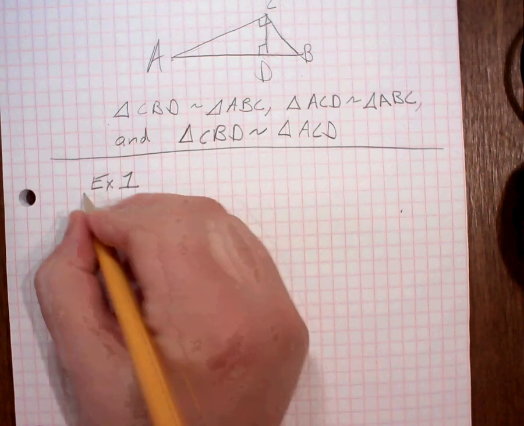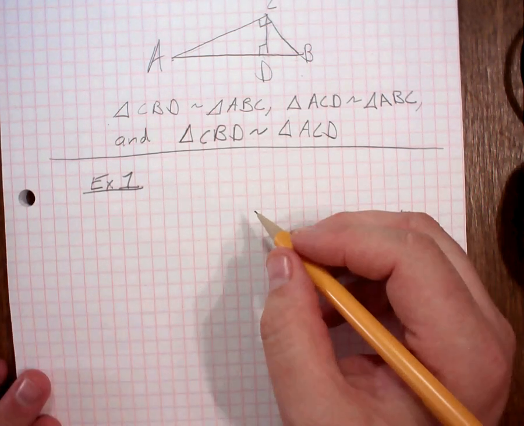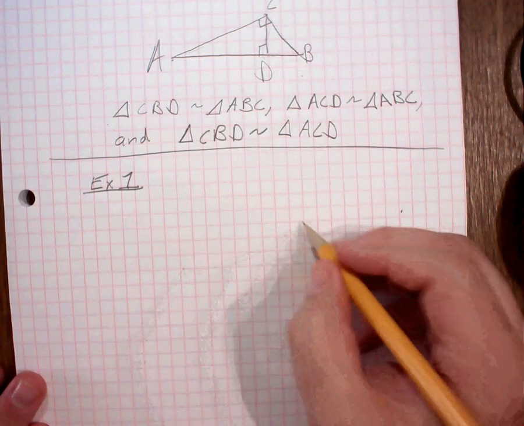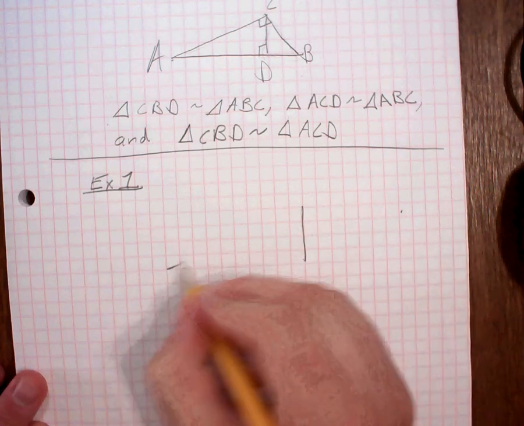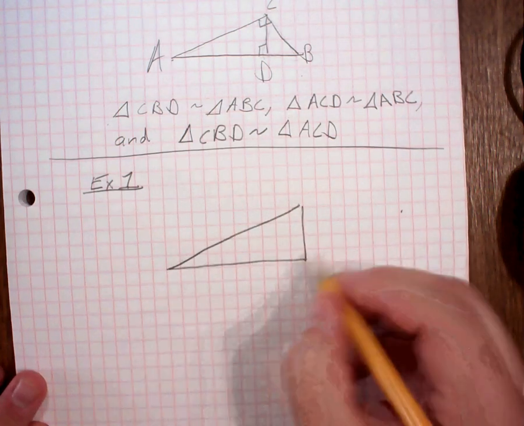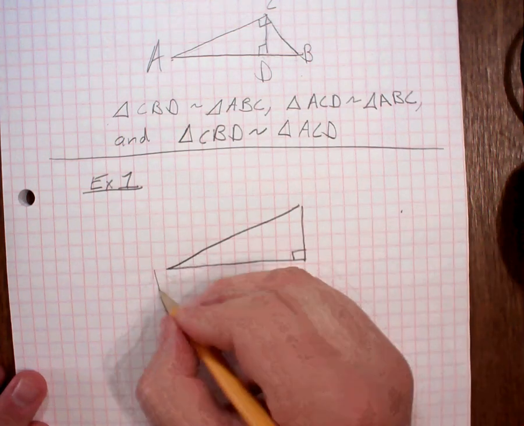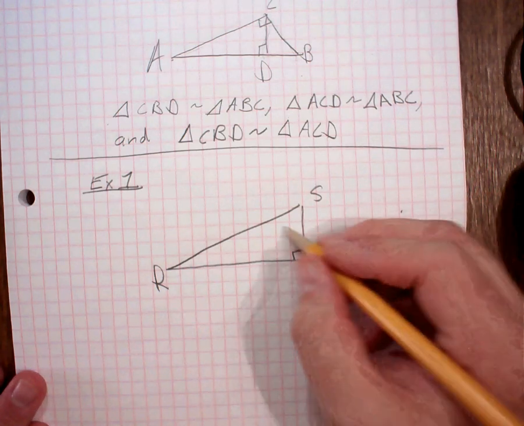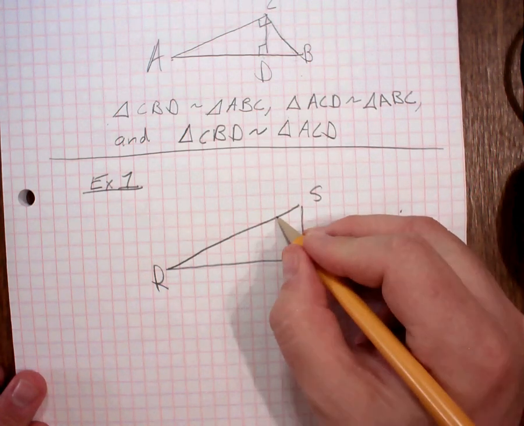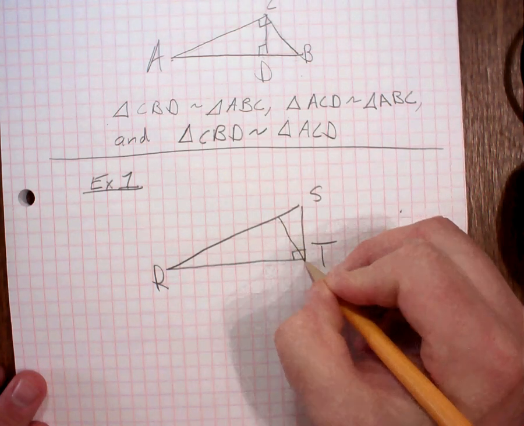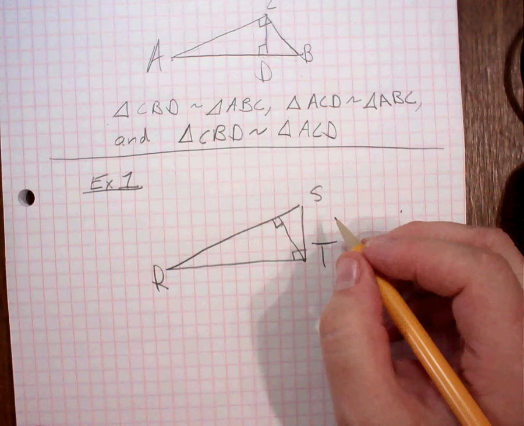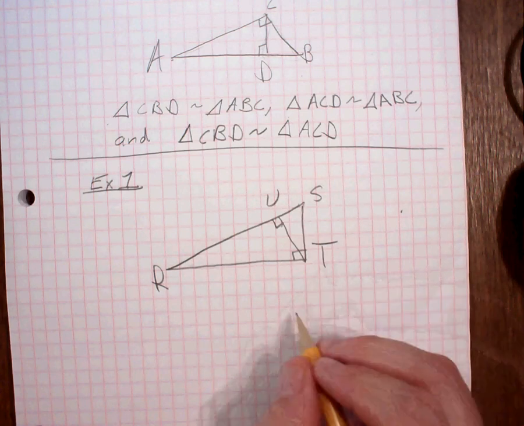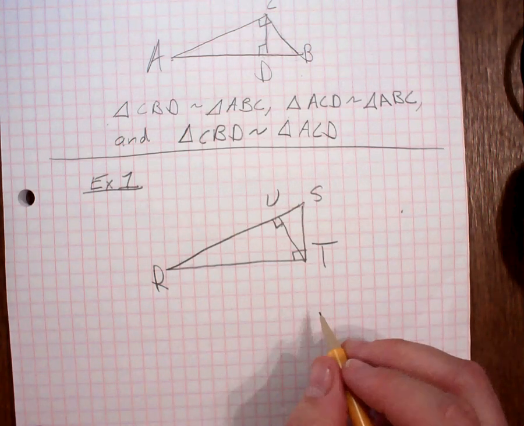Example number 1 looks like this. So I have a triangle, this is triangle RST, and then from this vertex, if I draw a line that is perpendicular through here, then that is a right triangle. So I have 3 right triangles, and we'll call this U and T. So it says identify the similar triangles.